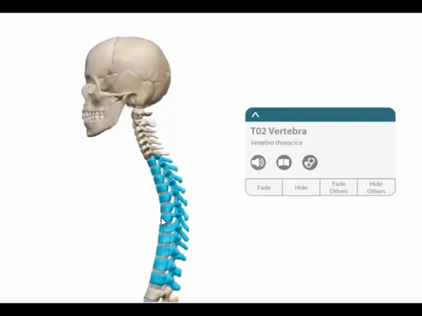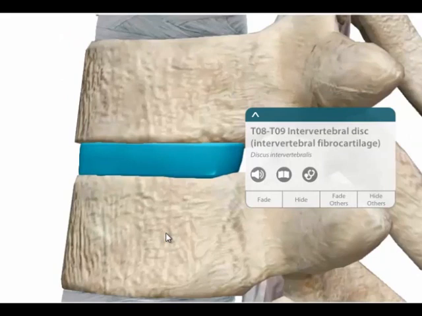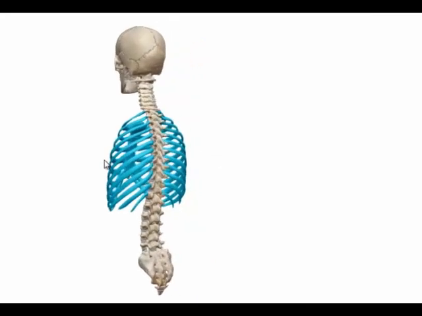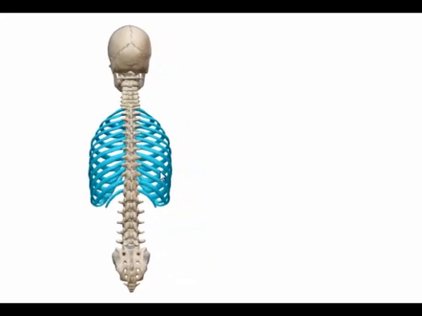Again, we have our intervening vertebral discs between each of the vertebrae, so these will allow for some movement, some bending and twisting of the spine. However, movement is limited as the main function of the thoracic region is to support the rib cage. Each of the ribs are attached individually onto the corresponding vertebra.